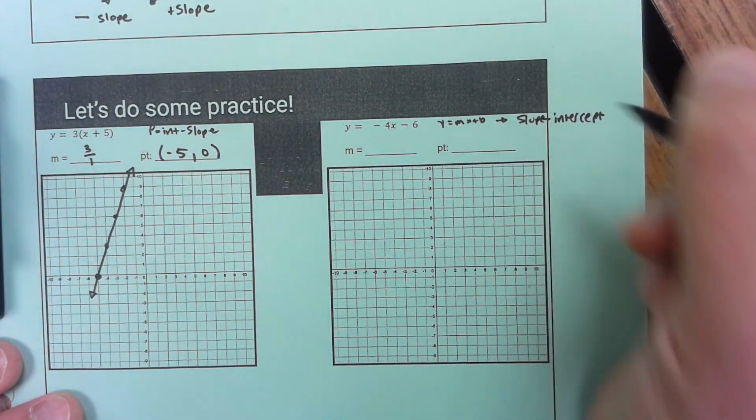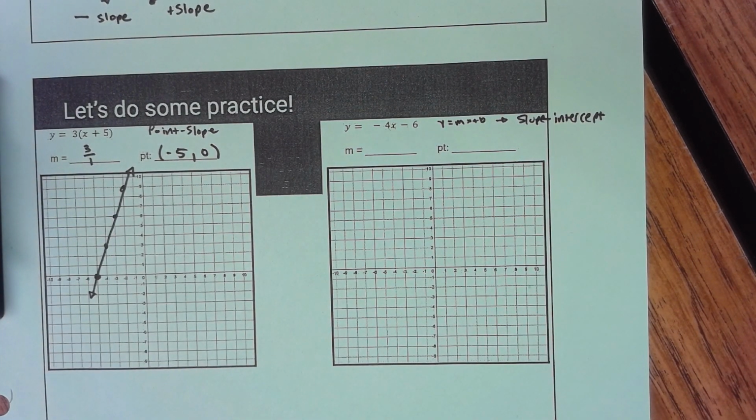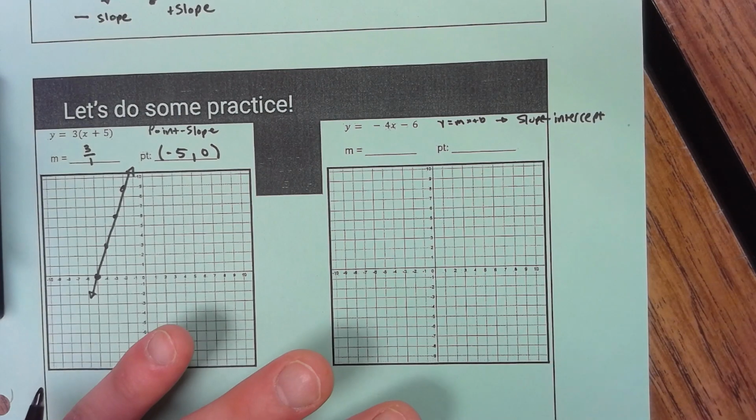And so for some of you, that might be something you need to study. How can you tell if it's mx plus b or if it's in that point-slope form? Really important that we can distinguish between the two, because now when I find my starting point, this -6 is the y-intercept.